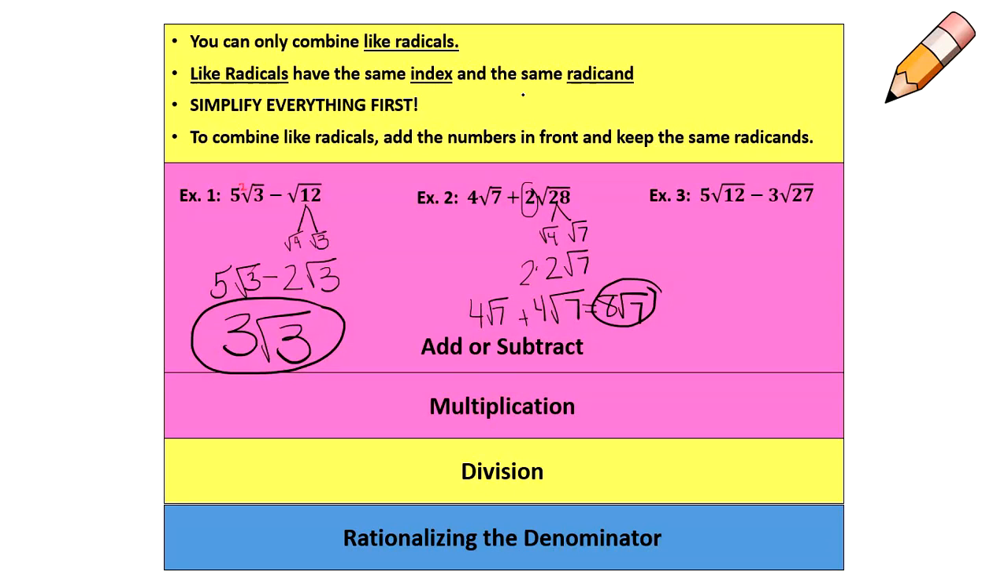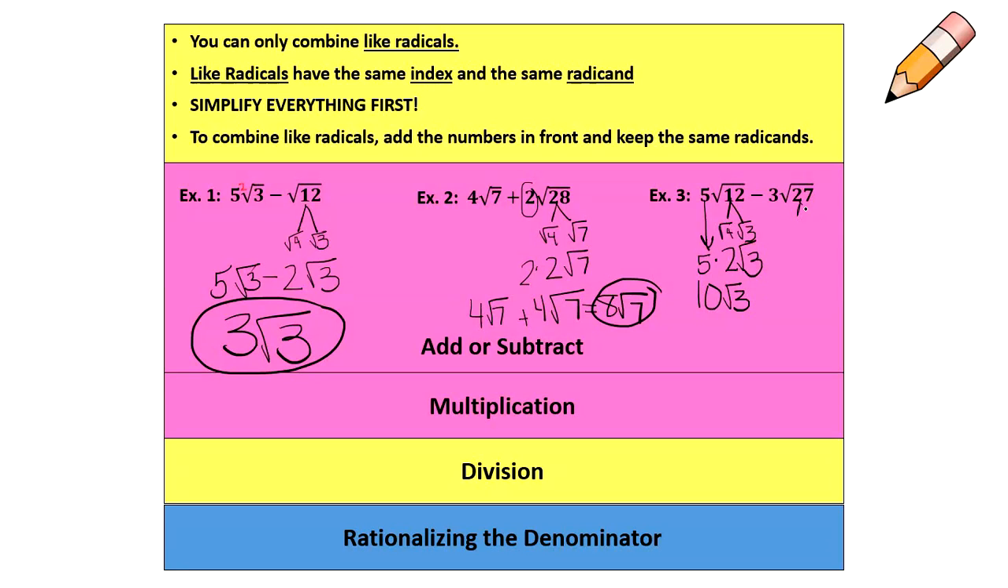Alright, 5 times the square root of 12 minus 3 times the square root of 27. Notice, guys, 12 has a perfect square, so let's simplify. So that'd be 4 and 3, so 2 square roots of 3. Notice, guys, though, this 5 has to come too, so this would be 10 square roots of 3 right there.